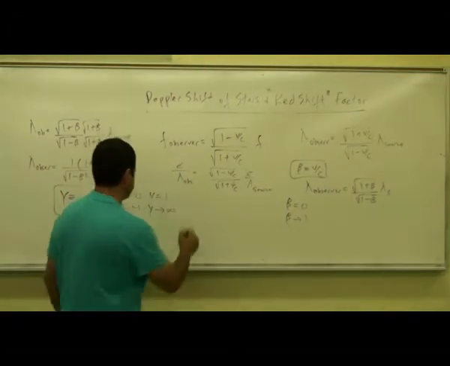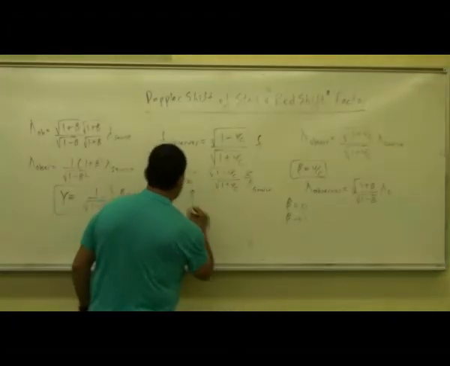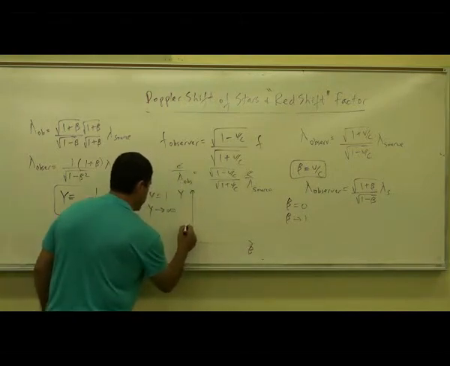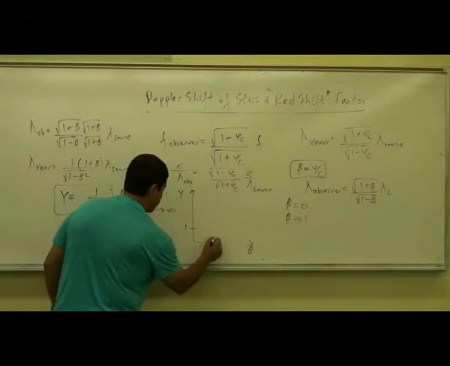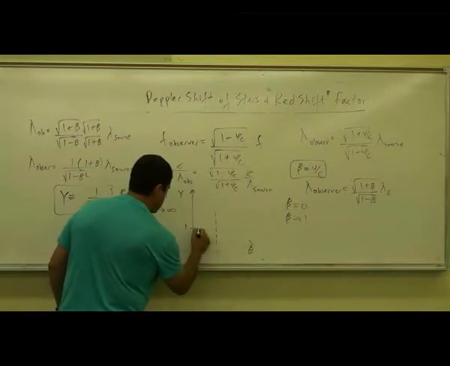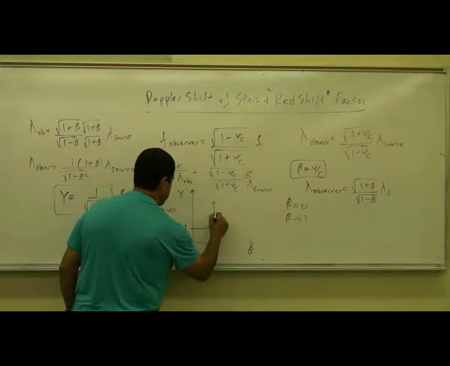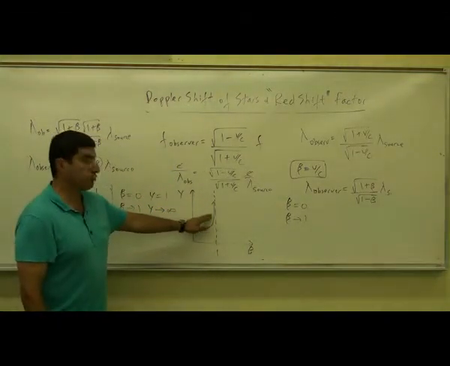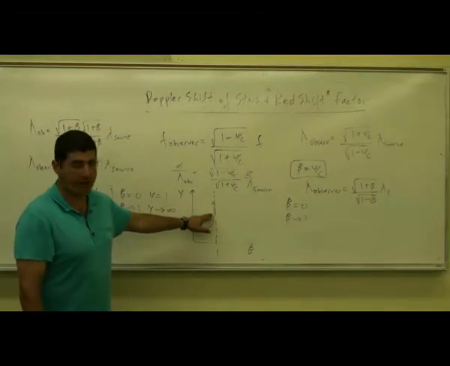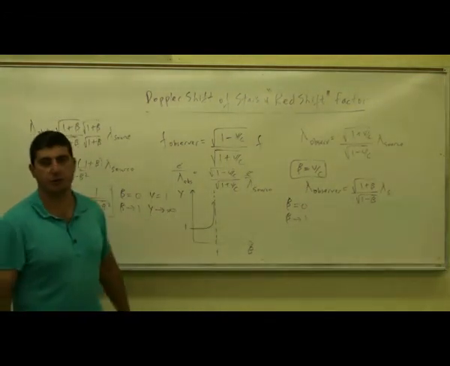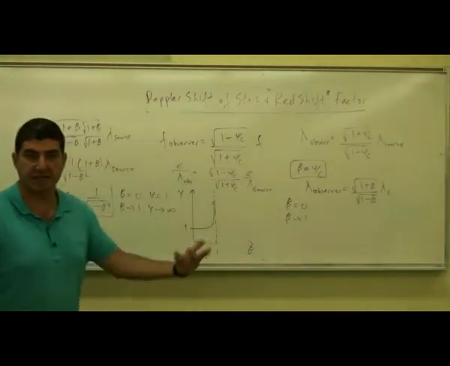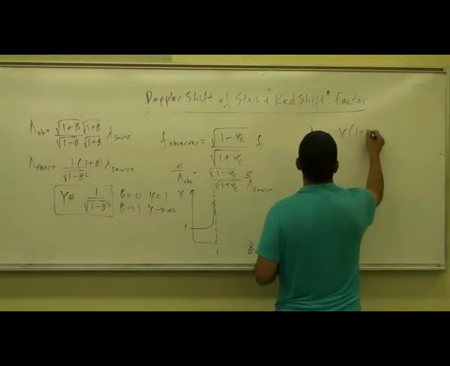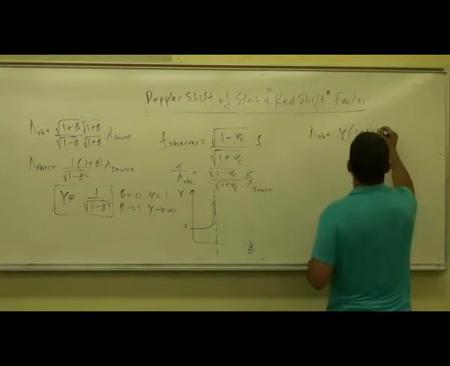Right? So if we make a plot of gamma versus beta, when beta is 0, gamma is 1. When beta approaches 1, the gamma factor starts getting bigger, bigger, bigger. The closer something is moving to the speed of light, the more relativistic speeds that they're going at, and the gamma factor starts approaching bigger, bigger, bigger numbers like infinity. Lambda observer is equal to gamma (1 plus beta) lambda source.